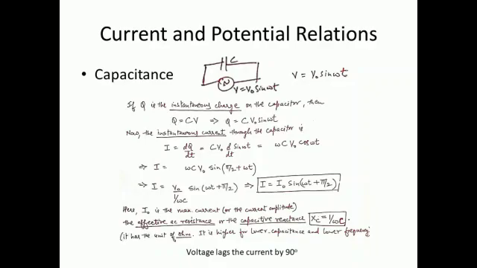It again has the unit of ohms, and it is higher for lower capacitance and lower frequency. So what we see from this expression, I equal to I naught sin(omega t plus pi by 2), and the expression for the voltage V is equal to V naught sin omega t, that voltage lags the current by 90 degrees. So when current through the capacitor is maximum, the voltage across it is still 0.